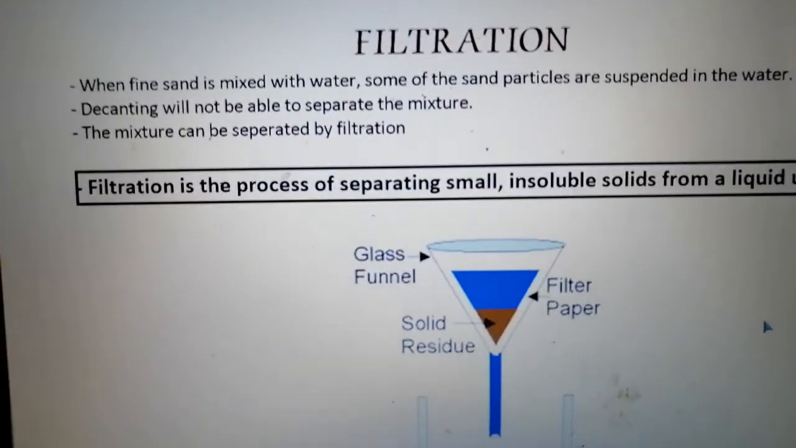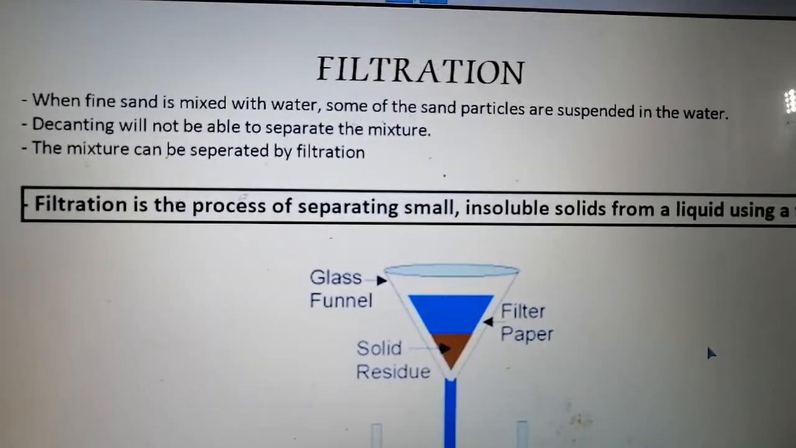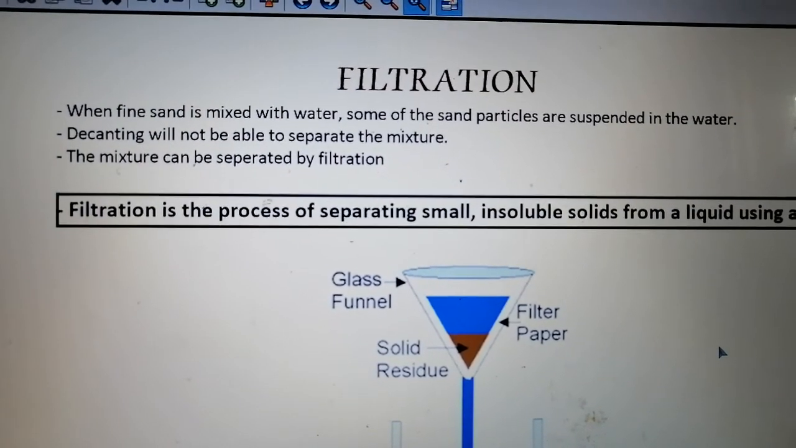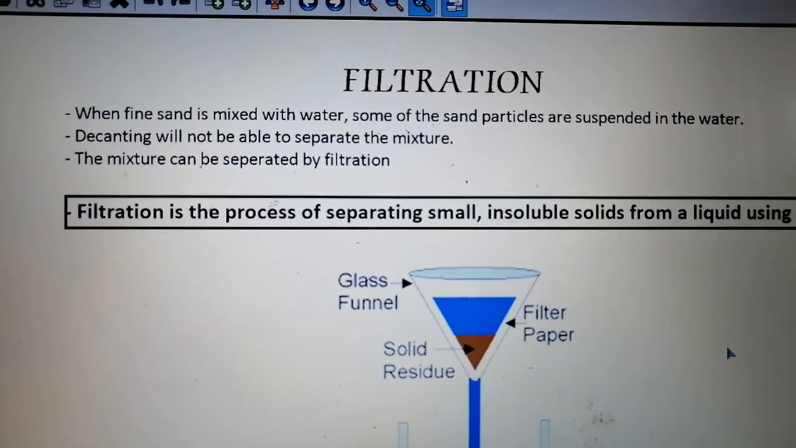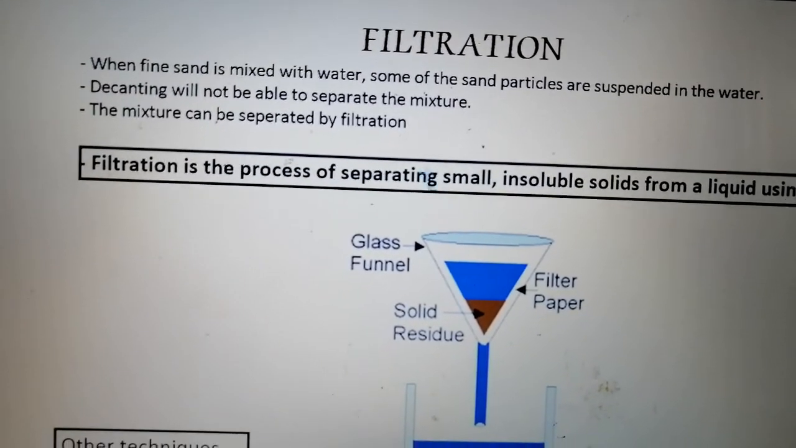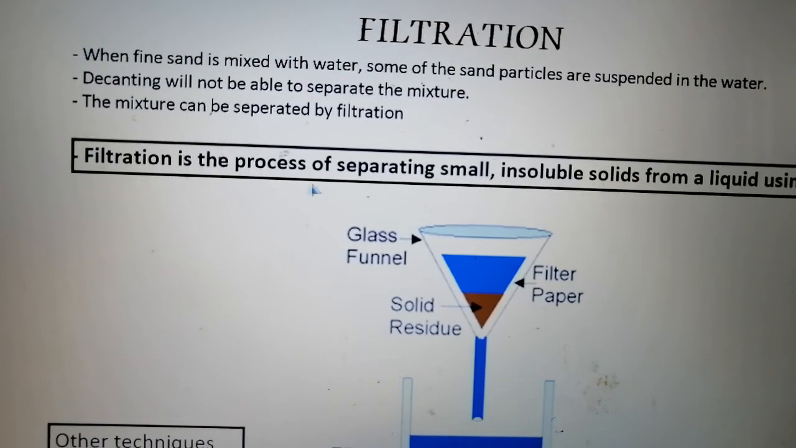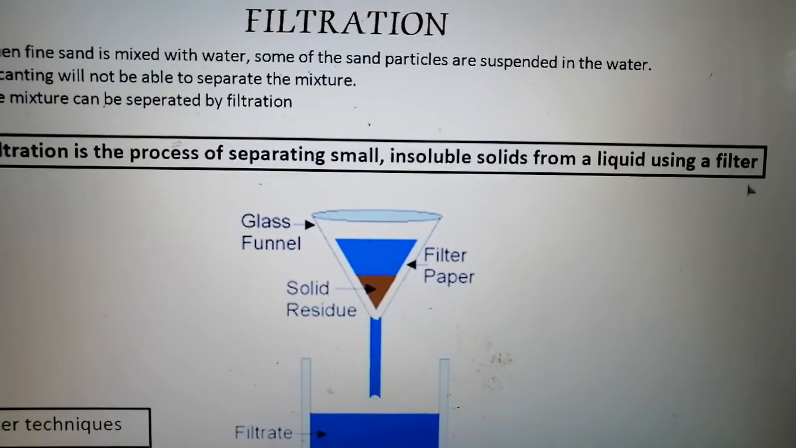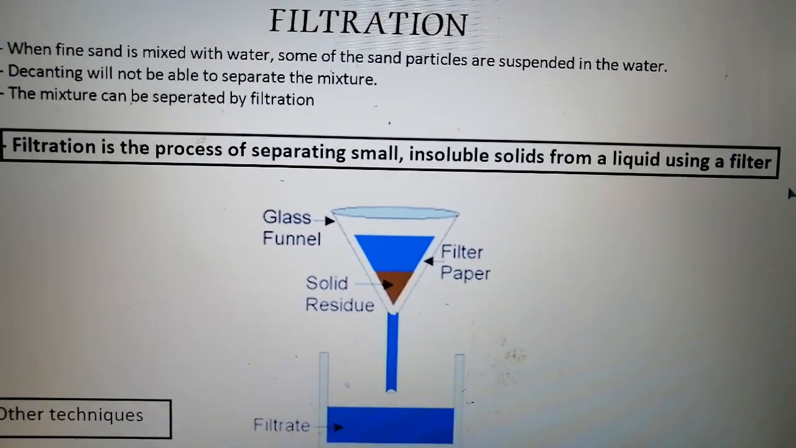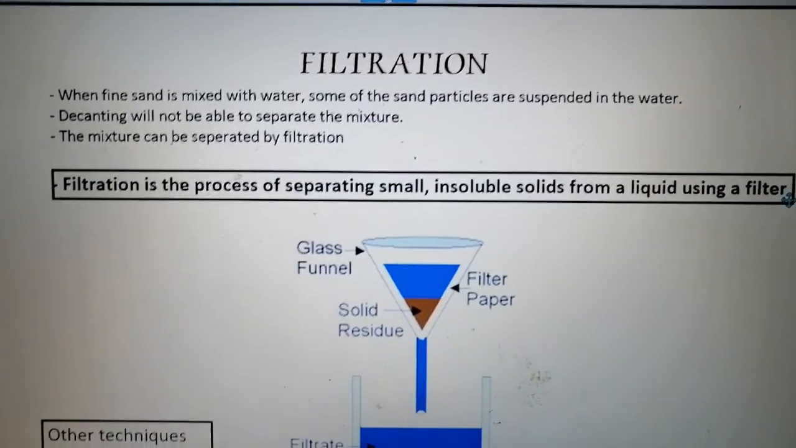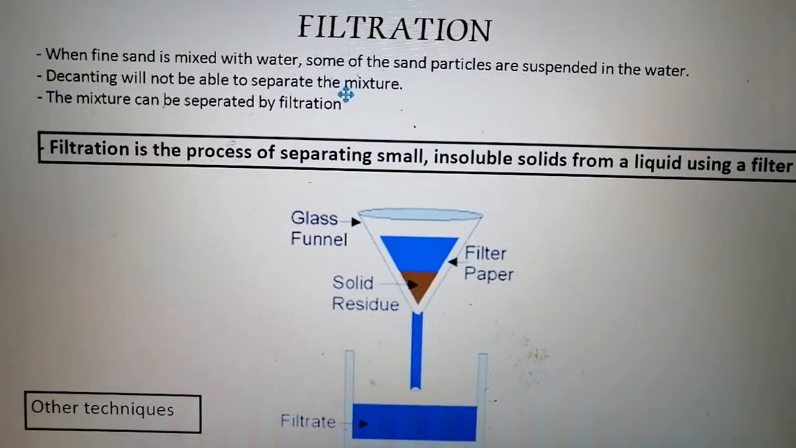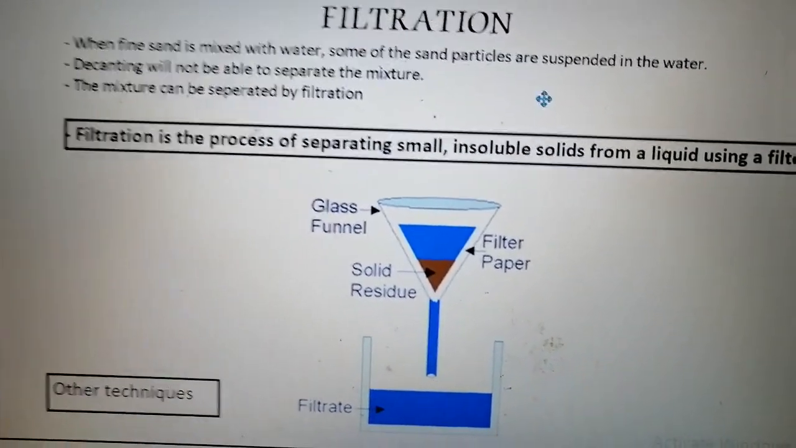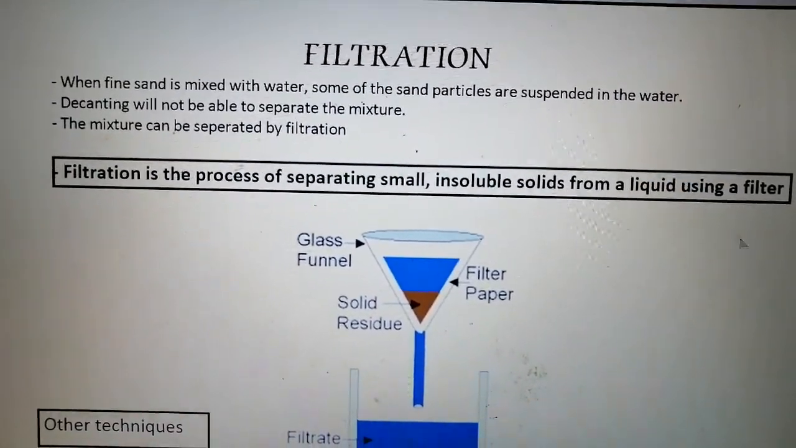When fine sand is mixed with water, some of the sand particles are suspended in the water. So decanting will not be able to separate the mixture. The mixture can be separated by filtration. Filtration is the process of separating small insoluble solid from a liquid using a filter. This is the point. So that's why we use filtration.